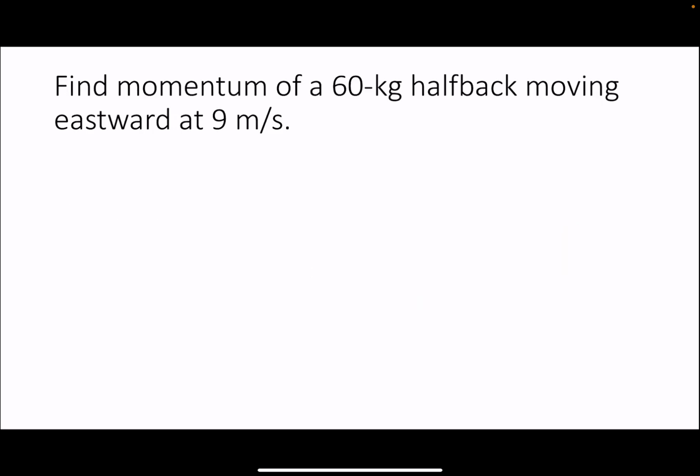Okay. So let's find the momentum of a 60 kilogram halfback moving eastward at 9 meters per second. If we use the equation, all we have to do is plug in the numbers and we get 540 kilograms meters per second. It's that simple. But remember, it's a vector, so we need a direction. So we need to attach east to it. If we're given specific directions, we should add the east or west to it. If they're not given specific directions, we need to make sure we add positive or negative to know our direction.